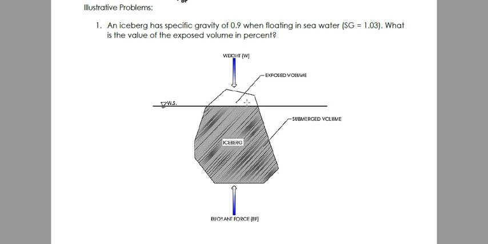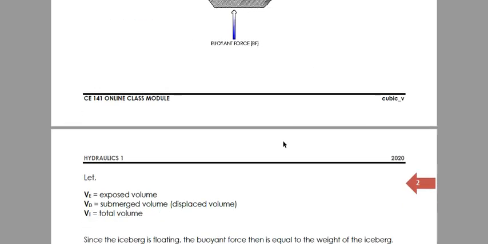Pag tinignan natin, yung exposed volume ay napakakonti compared sa submerged volume nito. Ayan. So itong shaded portion is the submerged volume, or that is actually the displaced volume. Ito yung exposed volume. And since the iceberg is floating, the buoyant force is equal to the weight of the iceberg. Now, okay? So, let's continue with the solution.